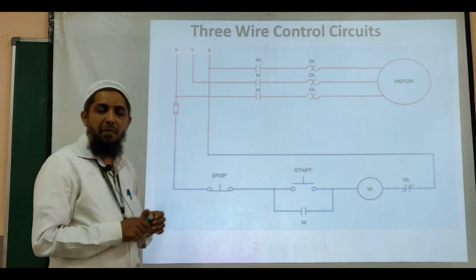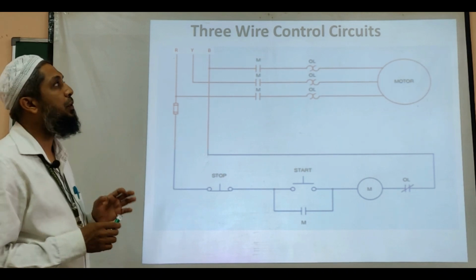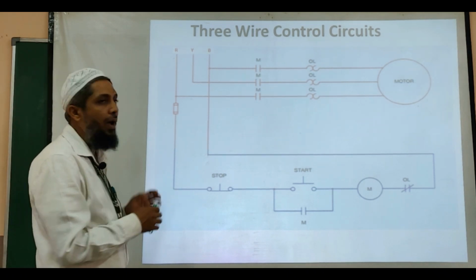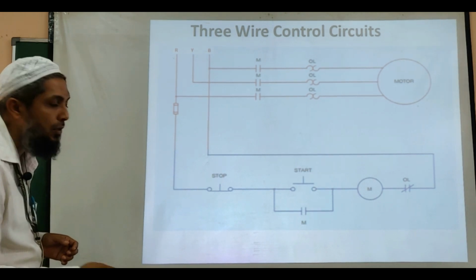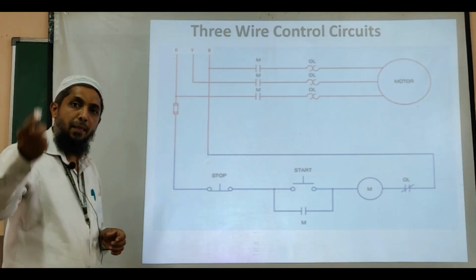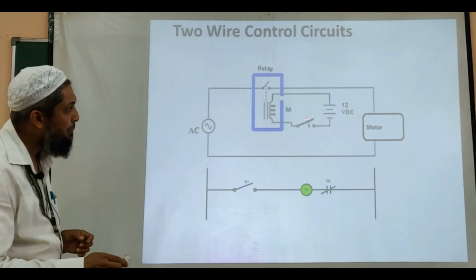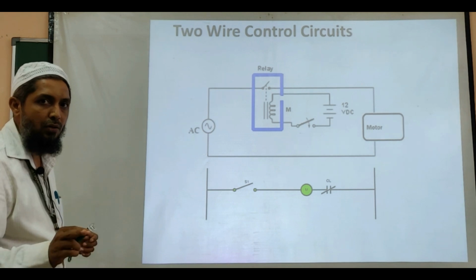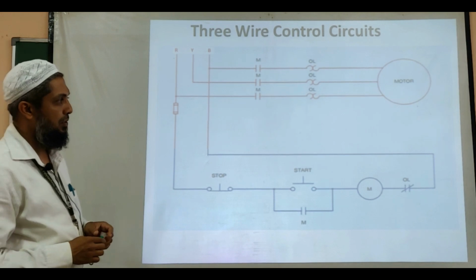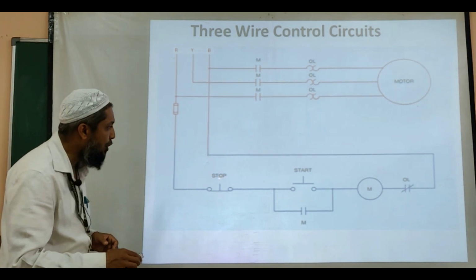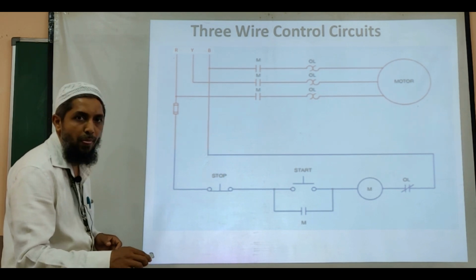So what is the main feature of this 3-wire control circuit? What is the main difference between 2-wire control circuit and 3-wire control circuit? It is the presence of these momentary contacts in the 3-wire control circuit, and in the 2-wire control circuit, the presence of this maintained contact. In the 2-wire control circuit, we are using a maintained contact, but in the case of the 3-wire control circuit, there is the presence of momentary contacts. One is NC and one is NO.